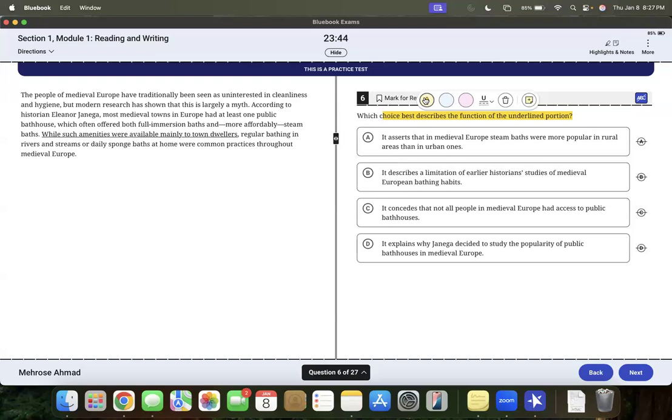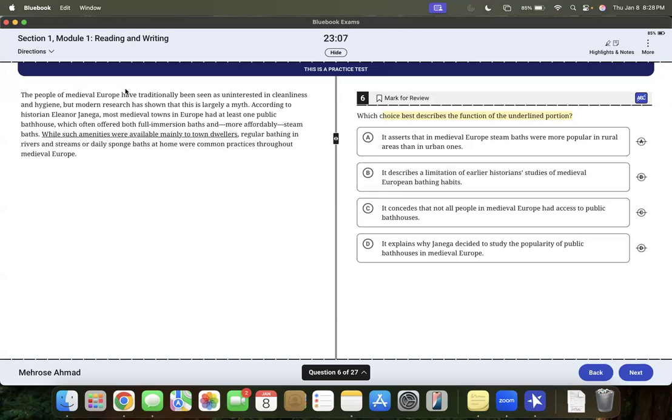Let's read. The people of medieval Europe have traditionally been seen as uninterested in cleanliness and hygiene. Modern research shows this is a myth. According to research historian Eleanor Janega, most medieval towns in Europe had at least one public bathhouse, which offered full baths and steam baths. Such amenities were available mainly to town dwellers. Regular bathing in rivers and streams or sponge baths at home were common practice. Okay, I read that out loud. Now I'm going to use the highlighting feature, showing how I personally would approach this.